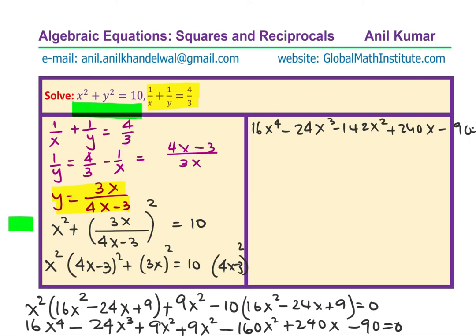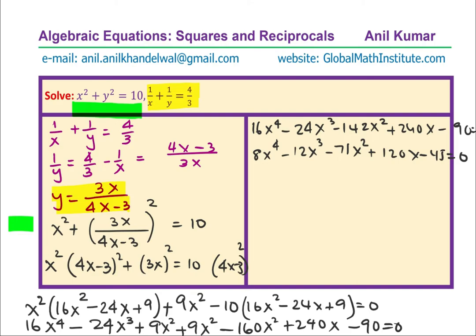We can divide each term by 2 and then rewrite this as 8x to the power of 4 minus 12x cubed minus 71x squared plus 120x minus 45 equals 0. Correct? So we have this equation. Now the question is, how do we solve a quartic equation, the degree 4 polynomial?